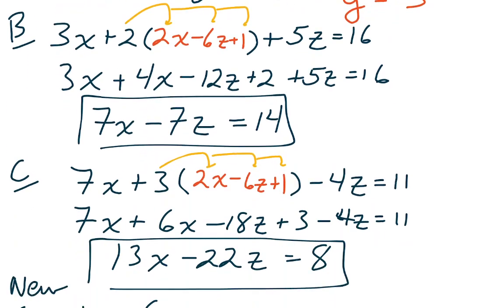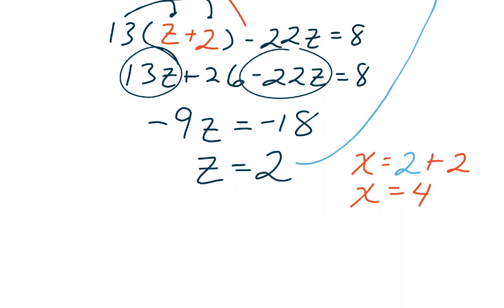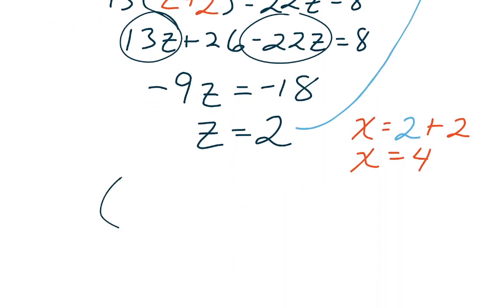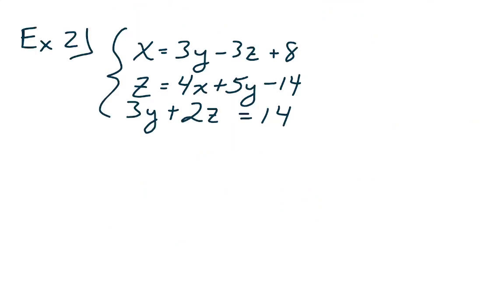I'm going to keep track of all these answers. Honestly, we record them ultimately as one ordered, not pair, but ordered triplet, where x is 4, y is negative 3, and z is 2. And that is your solution. Yes, it takes some work, it takes some organization. Ultimately, we had to substitute twice, create a simpler system.